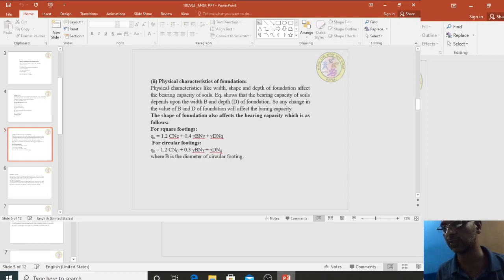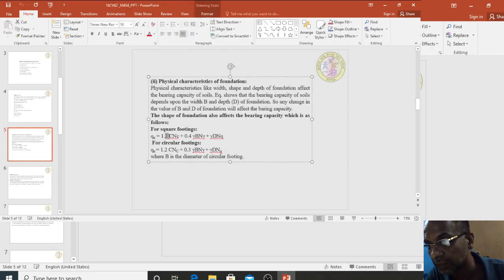Okay, some of the examples: for square footing, qf is equal to 1.3 cNc plus gamma Df Nq plus 0.4 gamma B Ngamma. For circular footing, 1.3 cNc plus gamma Df Nq plus 0.3 gamma B Ngamma.